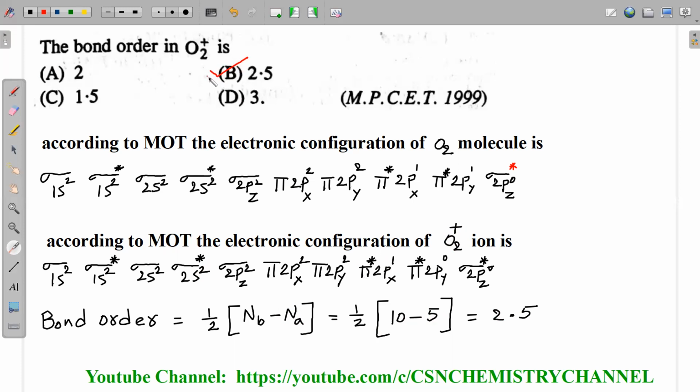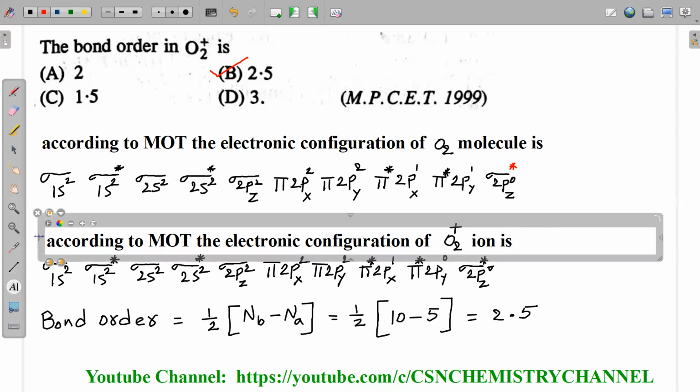And one more thing, my dear students, in this O2 plus, here you can see one unpaired electron. Because of the presence of unpaired electron, O2 plus is paramagnetic. Here I'm writing, because of the presence of unpaired electrons... yes, just a minute.